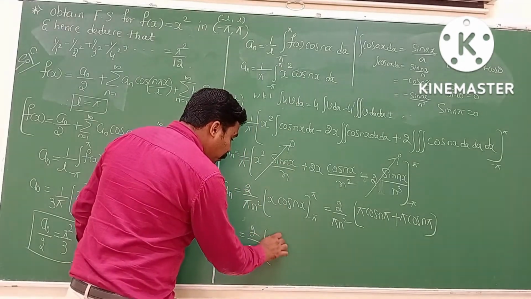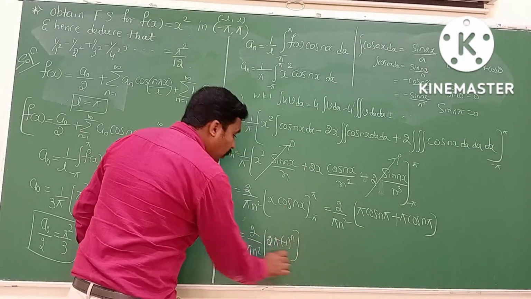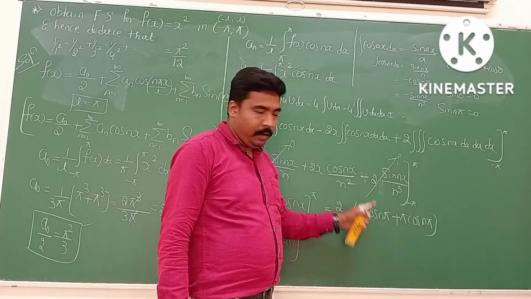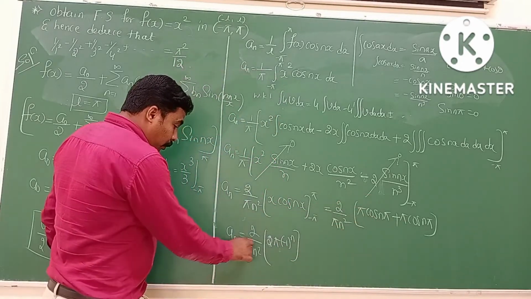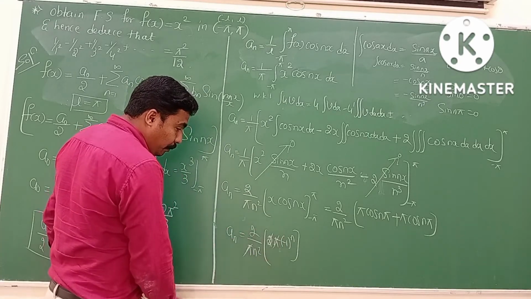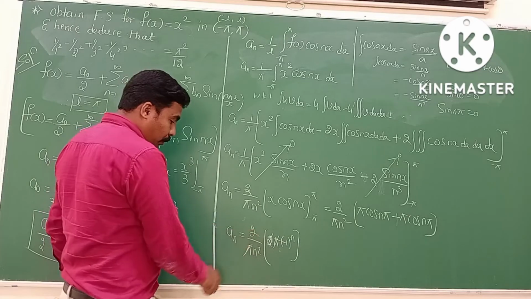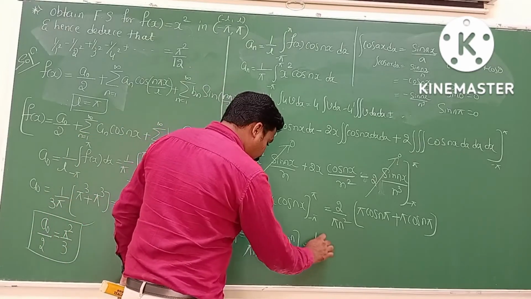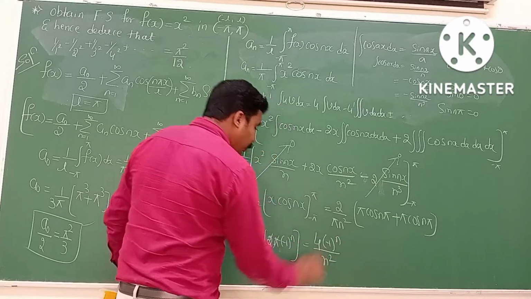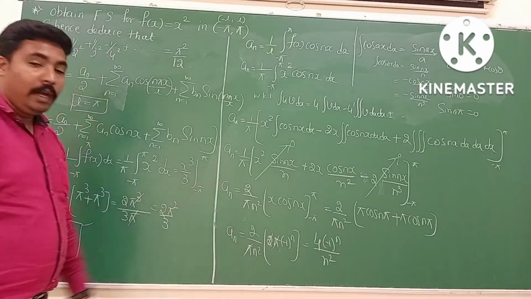So it becomes 2 pi minus 1 power n. Why? Because cos n pi value is minus 1 power n. So pi cancels, and we are left with 2 into 2, which is 4. So what is the an value? 4 minus 1 power n divided by n square. So that is our an value.